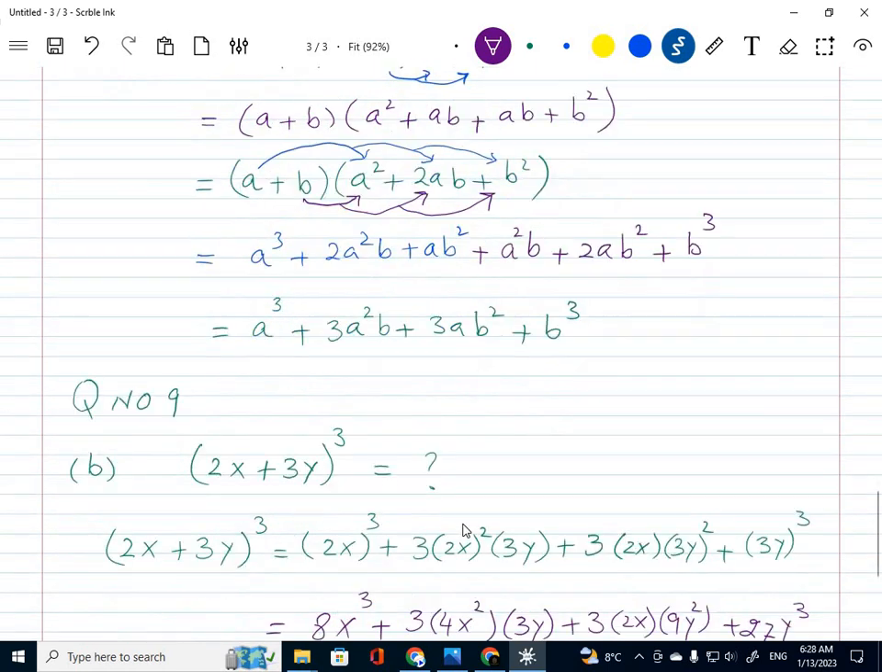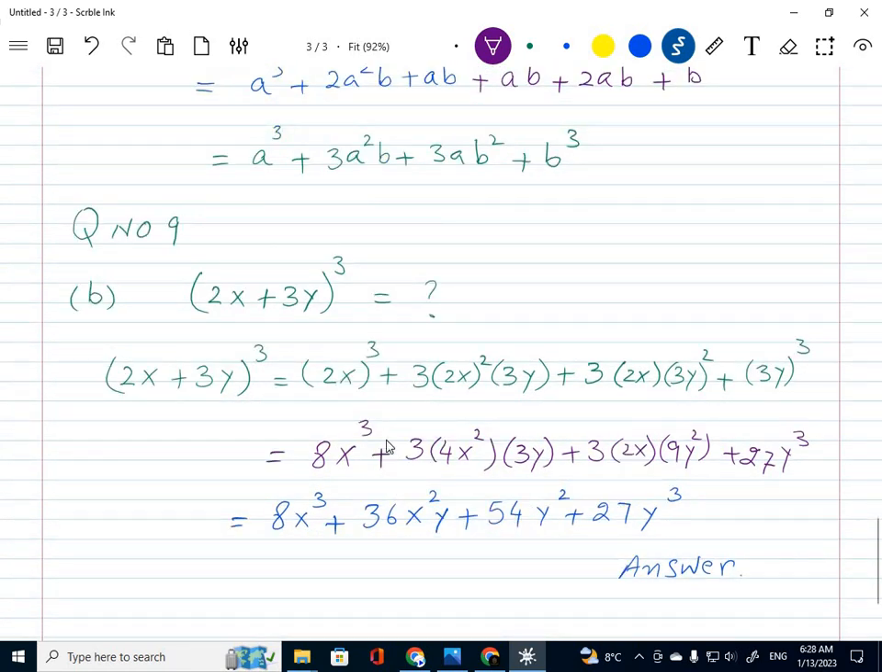Now we go to the second part of this. Now using the same formula, that is (a plus b) whole cube equals a cube plus 3a square b plus 3ab square plus b cube. Using the same formula, we want to evaluate this one. So I have used the above formula.